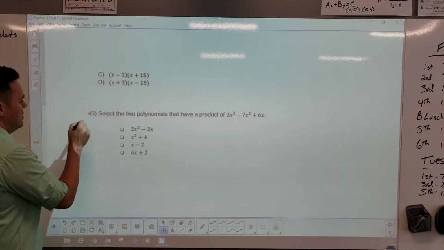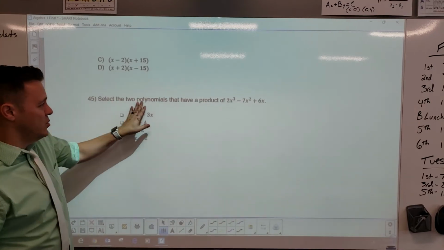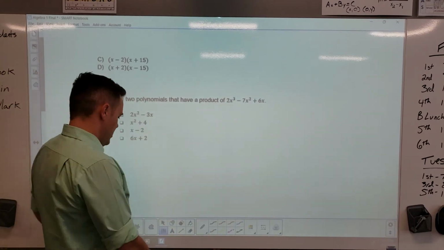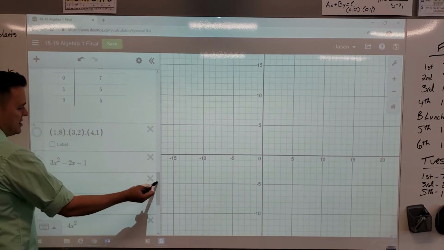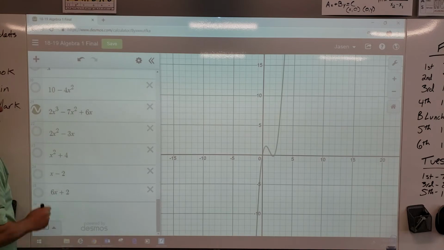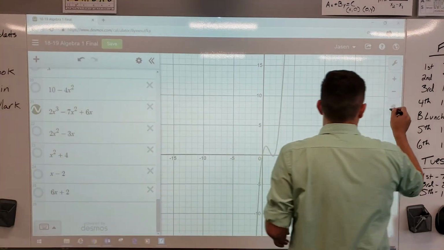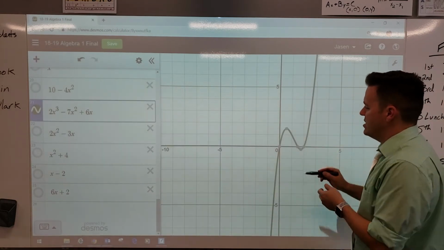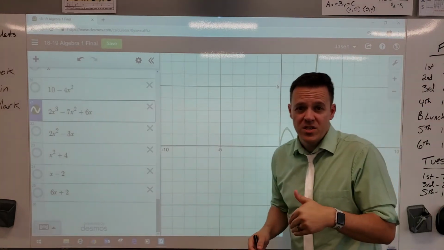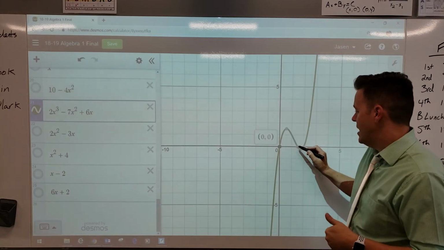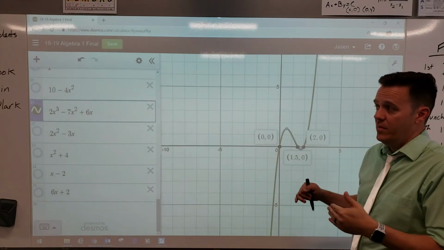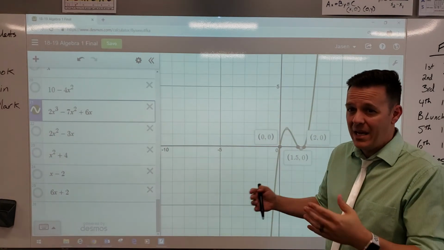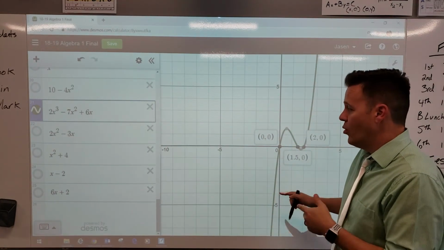Very last equation, 45. Let me show you how to do this. Select 2 polynomials that have a product. So we're going to select 2 of these. You graph this. This is what this polynomial looks like in Desmos. Okay, it's kind of a crazy one, but this is something you'll do in Algebra 2. It's got kind of a little wing on it. It's a little sine. So what you're looking for is what equations share the exact same x-intercept. Okay, now there are 3 of them, so you know you're going to have at least a quadratic of some form and a regular linear line. All right, so which one of these shares?